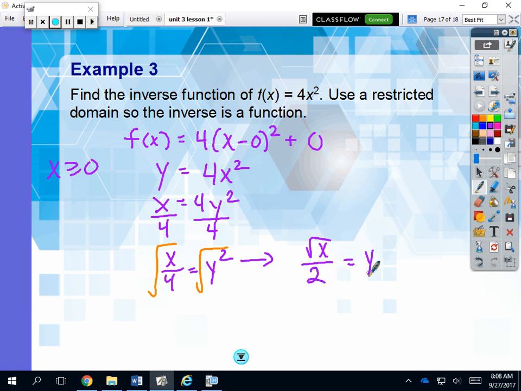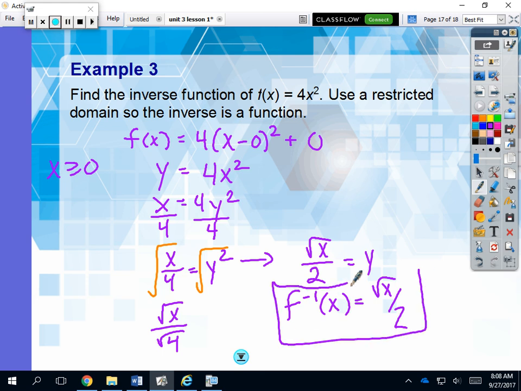Because remember, when you do a square root, this is the same thing as saying square root of x divided by the square root of 4. That's what that means. Okay, so now I can rewrite this: f inverse of x equals square root of x over 2. And the range would now be the domain. We're going to talk about that later in the week.